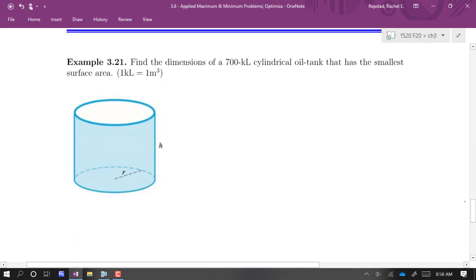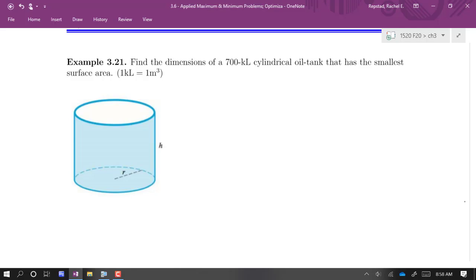Okay, let's try another one. In example 3.21, we want to find the dimensions of a 700 kiloliter cylindrical oil tank that has the smallest surface area. So it's an oil tank.